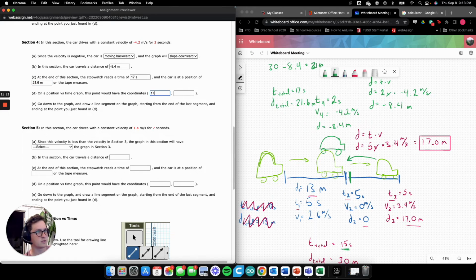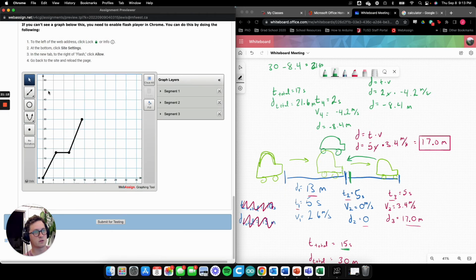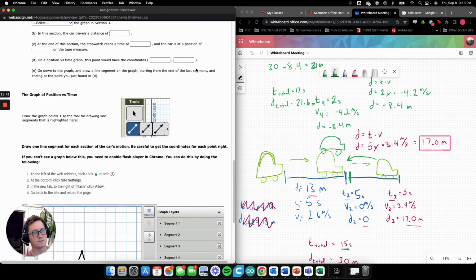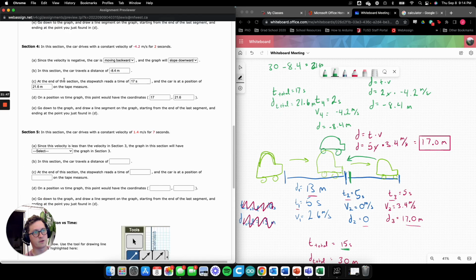Have coordinates of 17 and 21.6. Go down here, put in the graph. Okay, second 4. It's gonna have the same coordinates as this of 15 and 30, and then 17 and 21.6. Okay, and perfect. It came out down. That's great. Love it. Alright, section number 5.